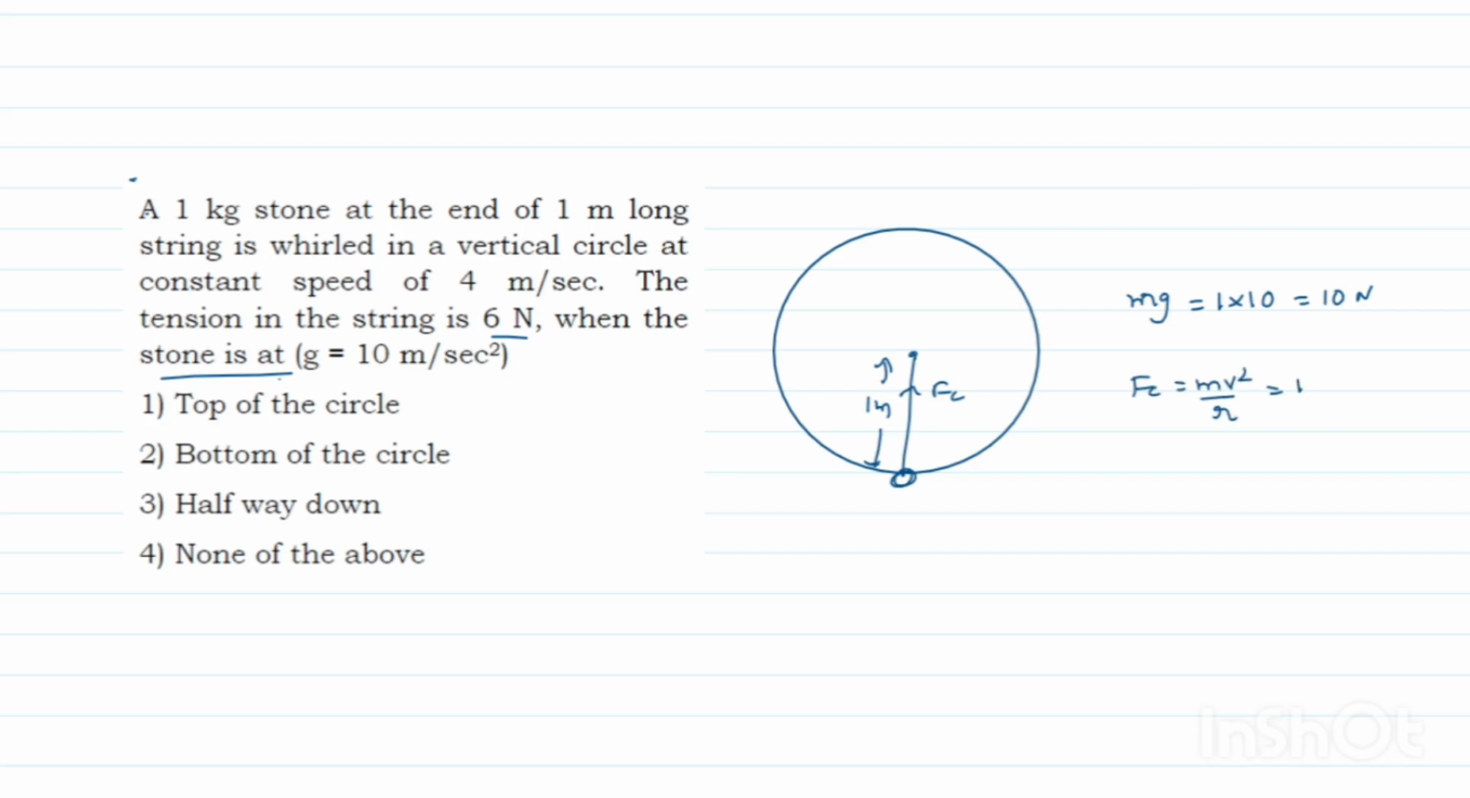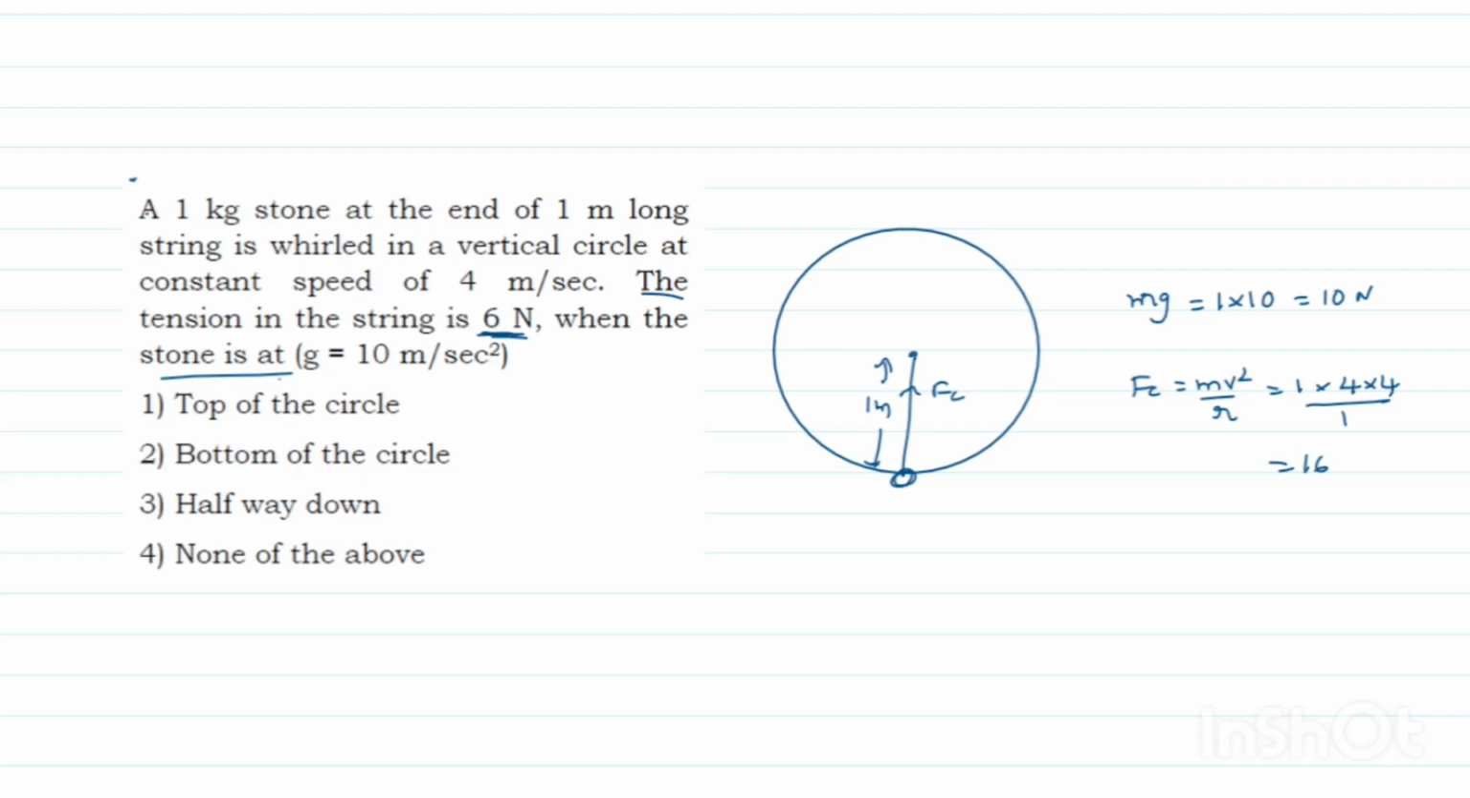So mass is given as 1, and the speed with which you are making the body move is 4 meter per second. So here you can take 4 into 4 by radius, which is given as 1 meter. So here we will be getting a centripetal force value of 16. The tension in the string is given as 6 newtons, and you need to find where the stone is.